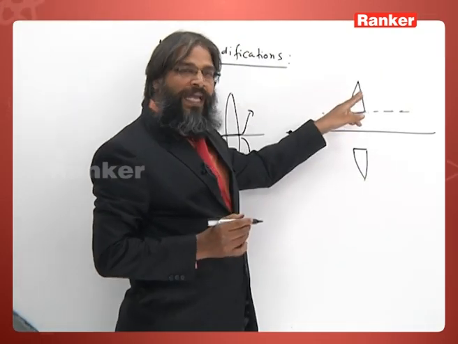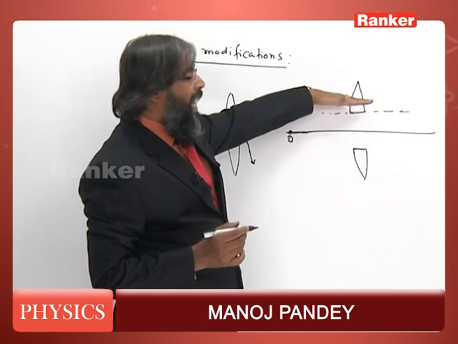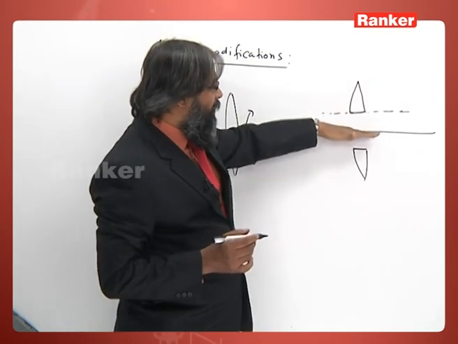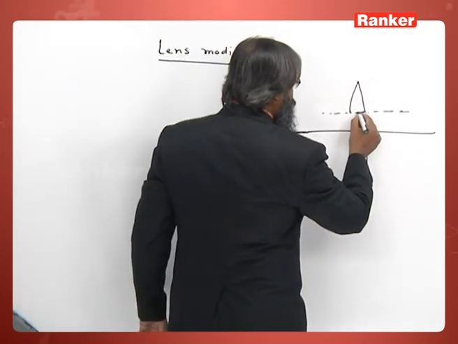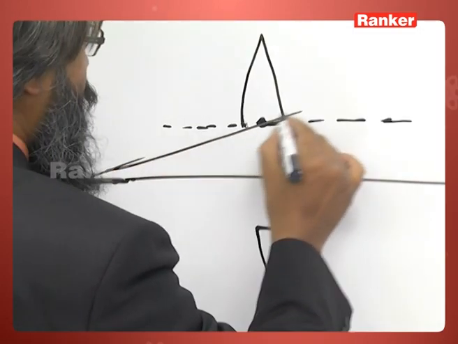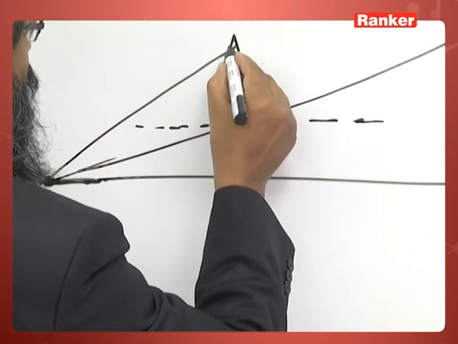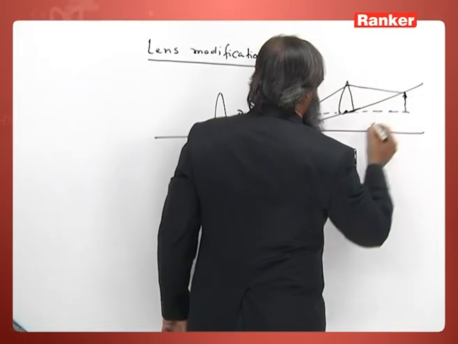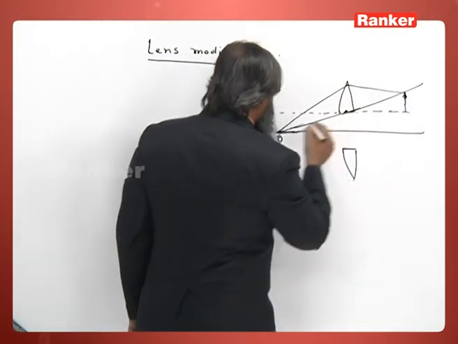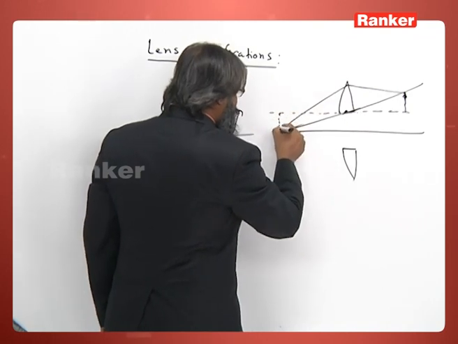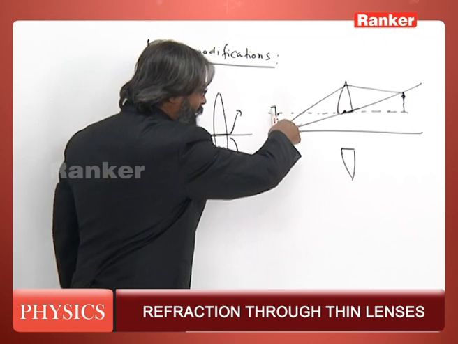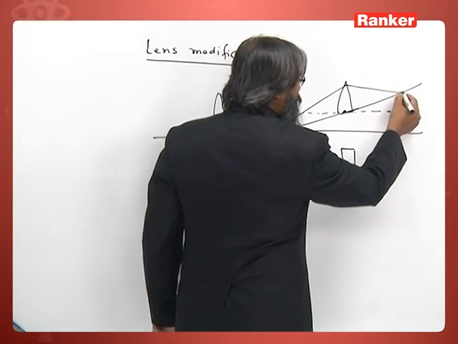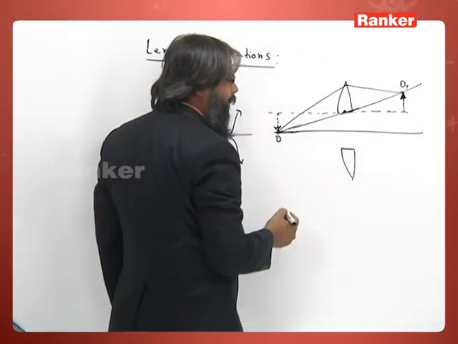So this half lens acts as a full lens, but since I have moved it, the optic axis shifts above. Now, if this is the optical center of this lens, and this ray goes like this and they meet here, how do we locate this position? This is the optic axis, this is our object, and its image will be like this. So O will have its image at O1 due to this upper half.